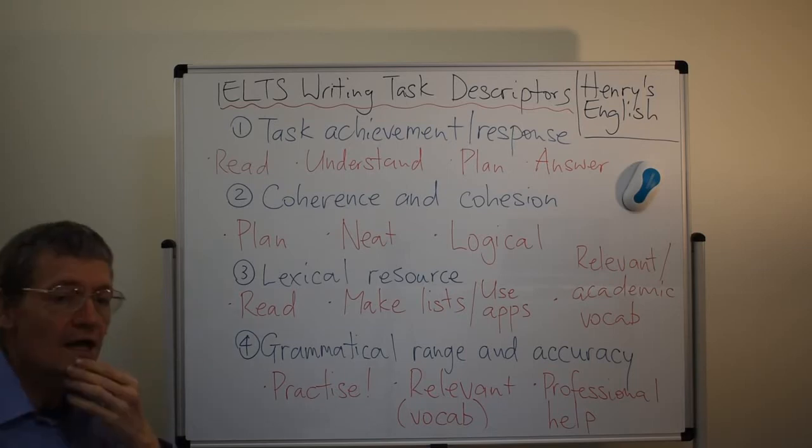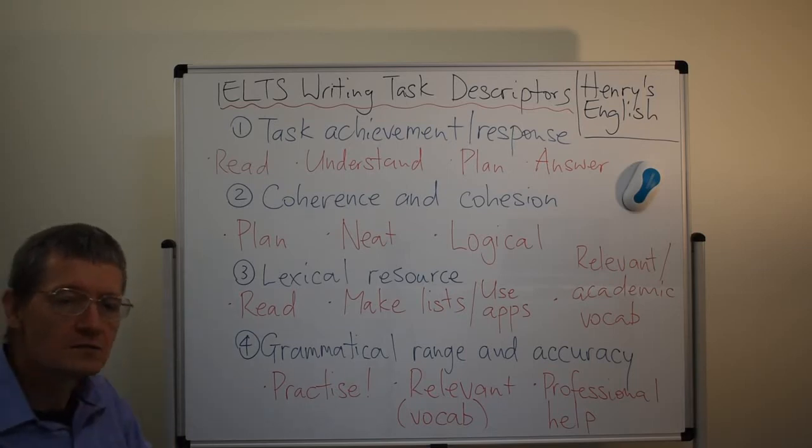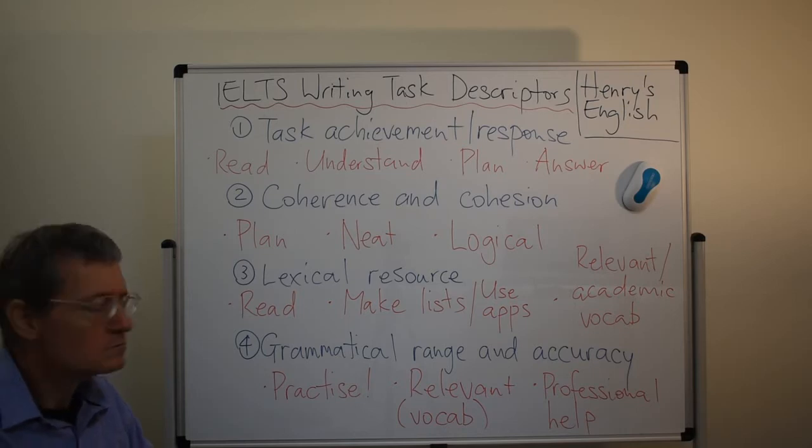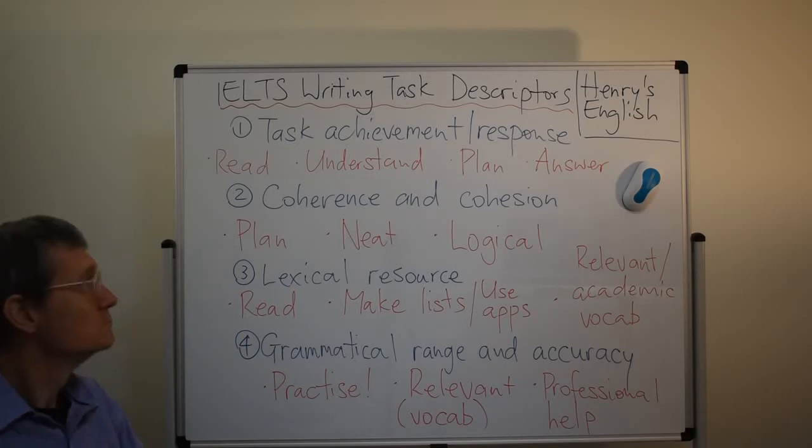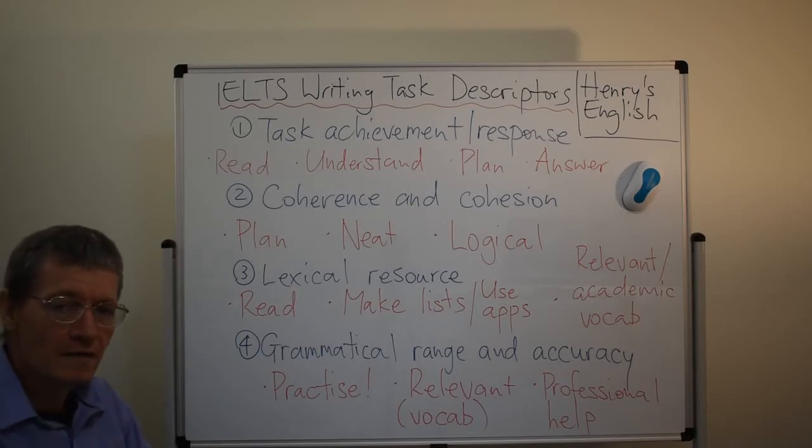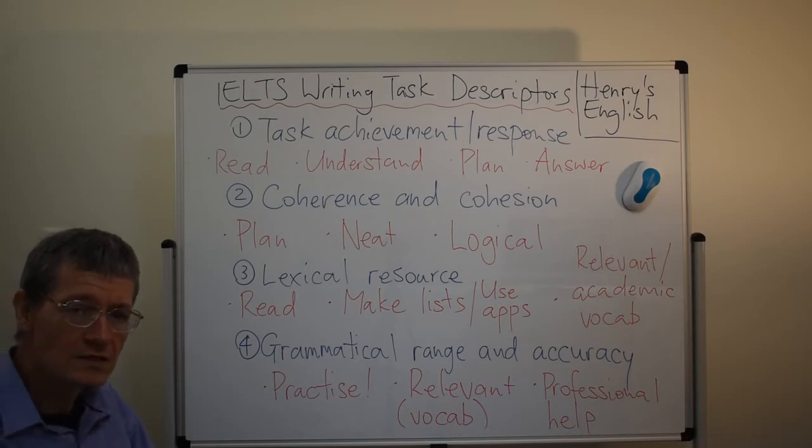So let's have a look at task achievement and response. How do we get a good mark in this area? Well, it's called task achievement. That means that you've achieved your task. On writing task 2, it's called task response. It's essentially the same thing. It means that you've achieved your task. So how do you achieve your task? Well, you answer the question.